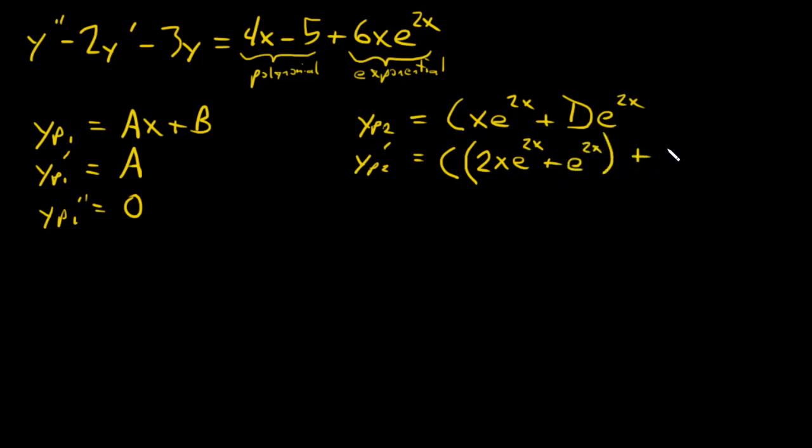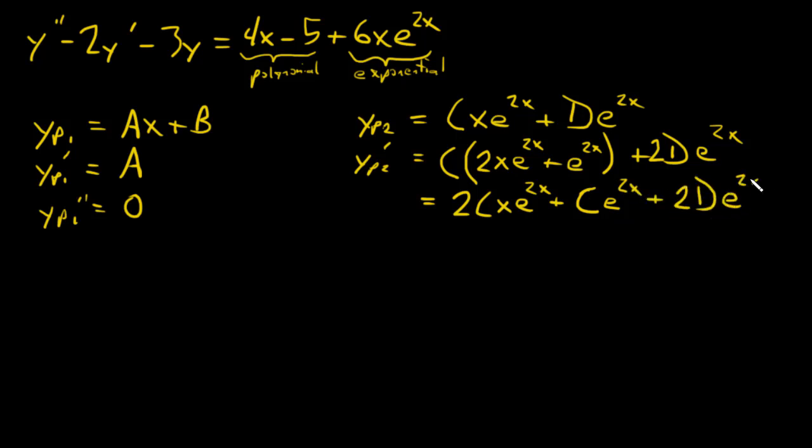Okay, and then this one's going to be d, oops, I can put the 2d e to the 2x. Okay, now I'm going to write it a little bit better, make this 2c x e to the 2x plus just c e to the 2x plus 2d e to the 2x. Okay, so now that I've got that written out, I can go to y sub p2 double prime.